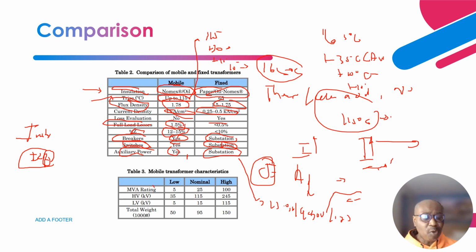What we have out there for MVA, on the low side we have 5, on the nominal side about 25, on the high side. Then the high voltage side rating, on the low side 35, on the nominal side about 115, on the high side about 245. Then low voltage 5 and 15. Then this one is just the weights out there, about 95,000 pounds, probably, think about probably kilograms or so.